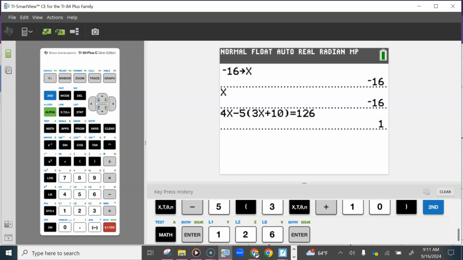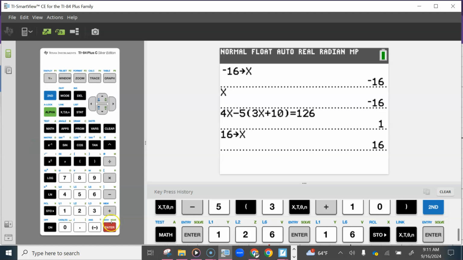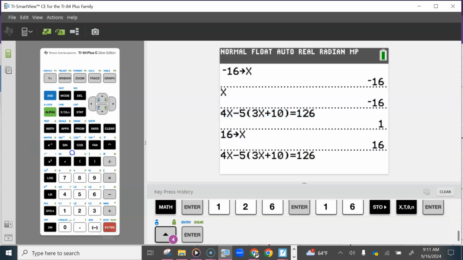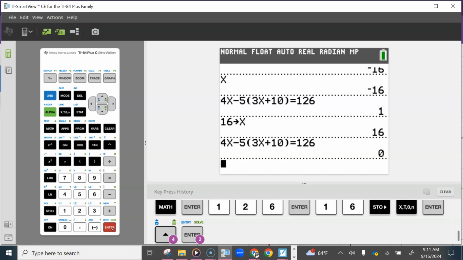If, let's say I had +16 or some other number that wasn't negative instead, and I did the same thing, then it will give me a 0. Wrong. Something's wrong. You have to fix it. So that's another way to double check yourself. Yes. So when you're putting in negative, make sure you do the negative sign, not the minus.